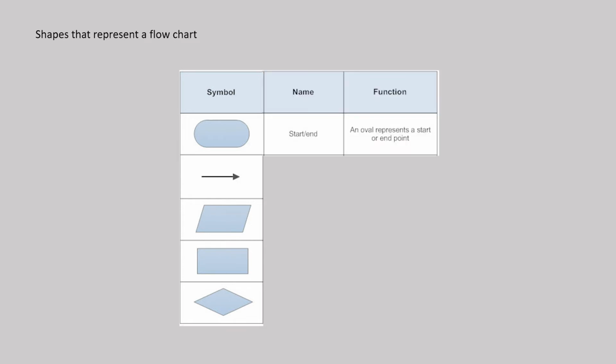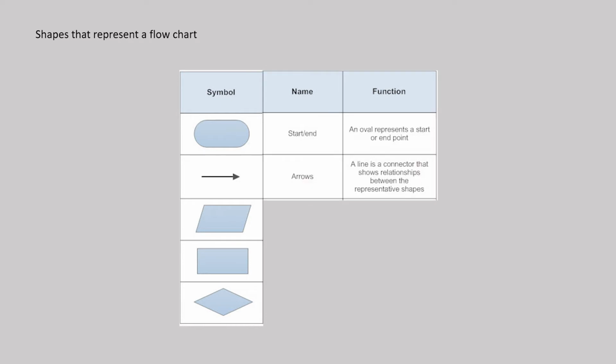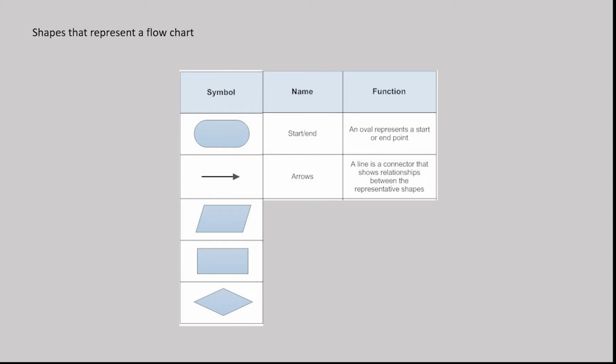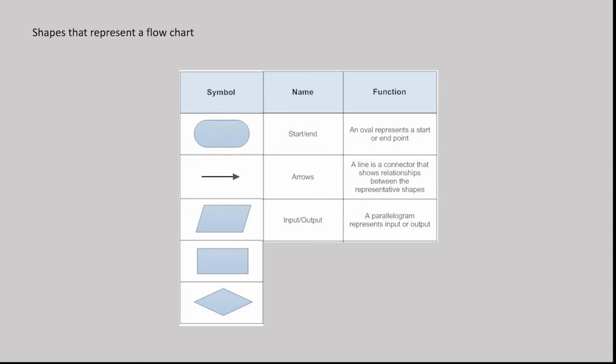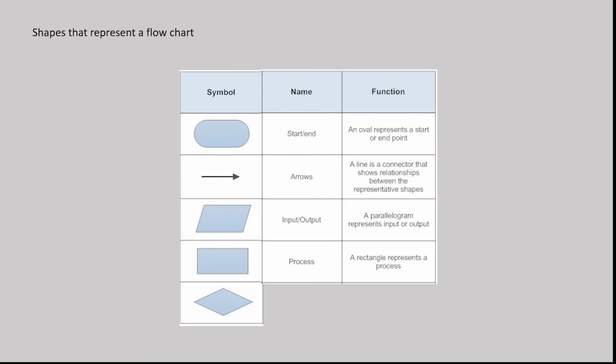The oval shape represents a start or end point of an action or process. The arrow acts as connectors that show the relationship between the represented shapes. A parallelogram represents input or output, and a rectangle represents a process.